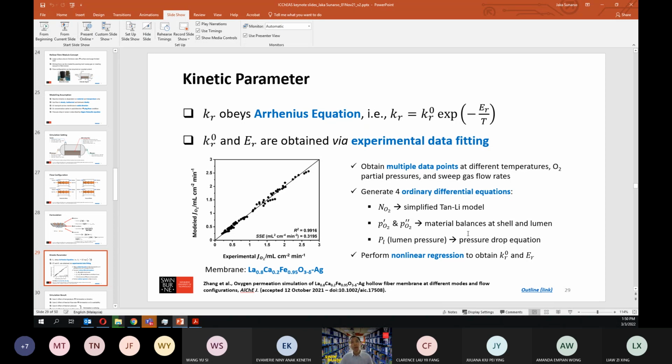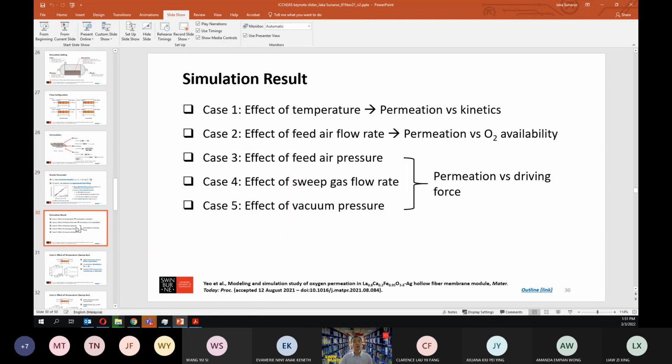In order for us to do these things, we need to use 4 ordinary differential equations. The problem in here is essentially something we call a distributed model, but it is not very difficult, quite simple because we only have one coordinate. So this is basically just a one-dimensional model, but still a bit difficult when you try to formulate it in detail. Then we perform nonlinear regressions to obtain these two parameters in here.